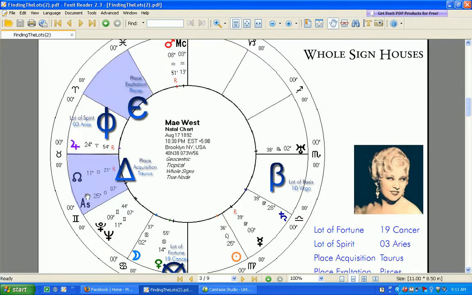We now do that exact same thing with the ascendant. Taurus is the first, Aries is the second, Pisces is the third. So the place of exaltation is in Pisces.